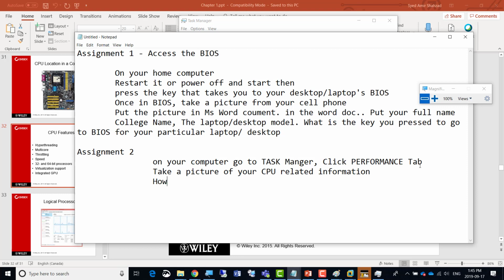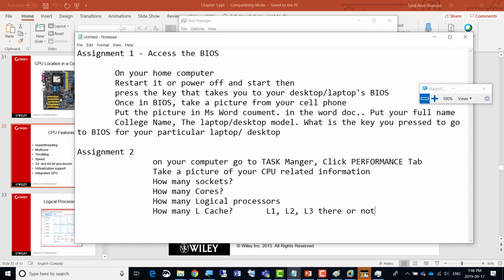Take a picture of your CPU related information. The information needed is how many sockets, how many cores, how many logical processors, and now we know a logical processor means that with the help of hyper-threading there is further processing. And then how many L caches. Normally it's always 3, L1, L2, L3, but some computers may not have them, which means that computer would be slower than others. So how many L caches: L1, L2, L3, there or not. One picture is your answer.